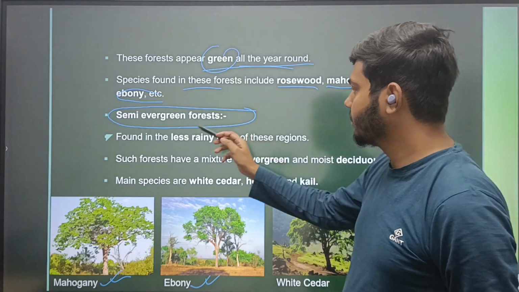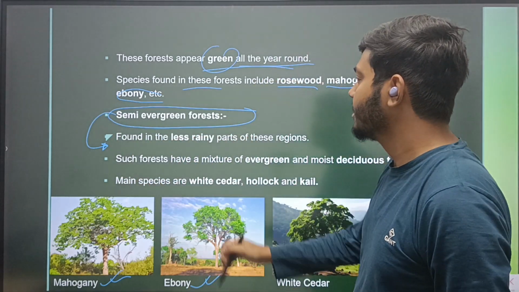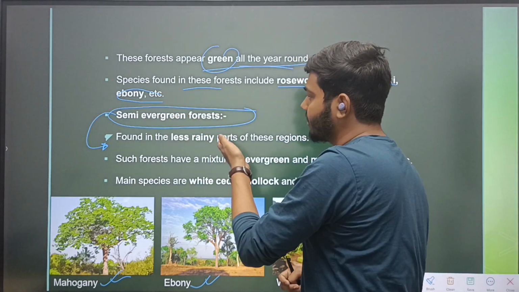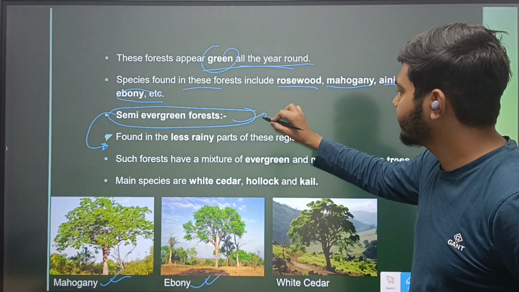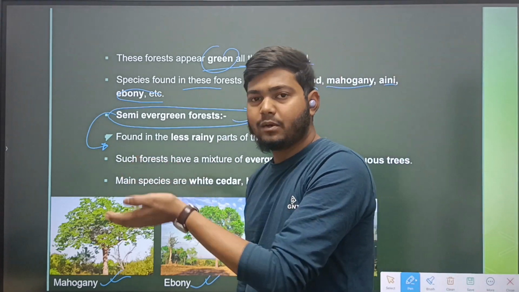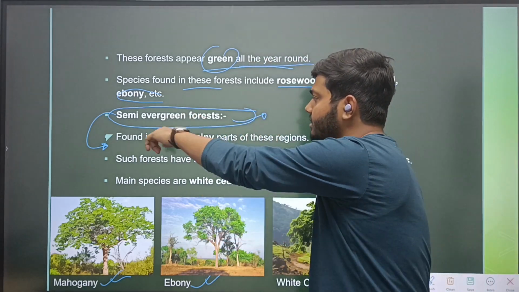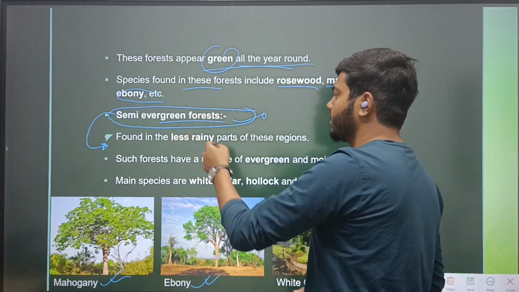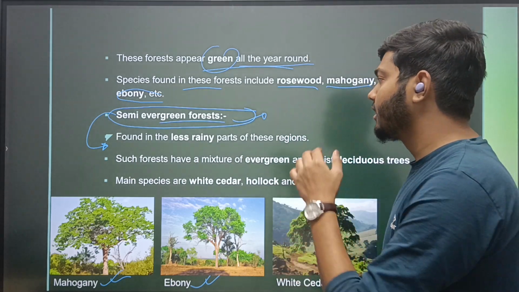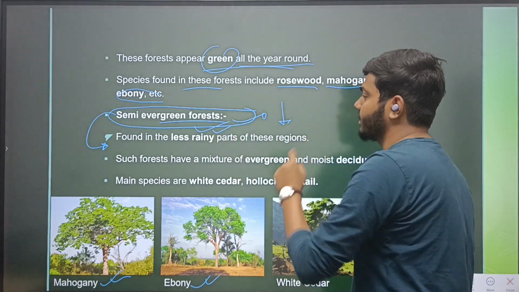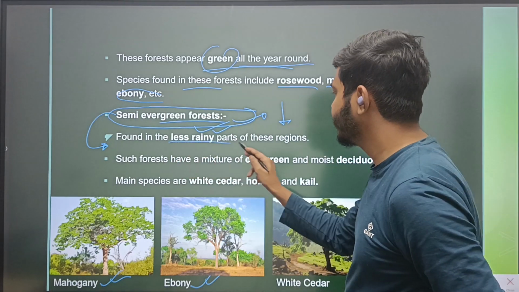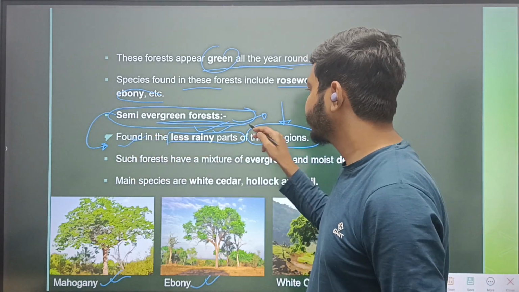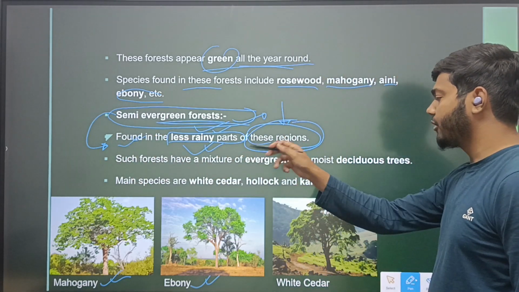So what are the characteristics of semi-evergreen forest? First of all, we have to understand the difference between evergreen forest and semi-evergreen forest. The annual rainfall will be lower in semi-evergreen forest compared to tropical evergreen forest. So what is the difference between the two? The level of rainfall is low in this one. They are found in less rainy parts of these regions, the less rainy region of the tropical evergreen part.